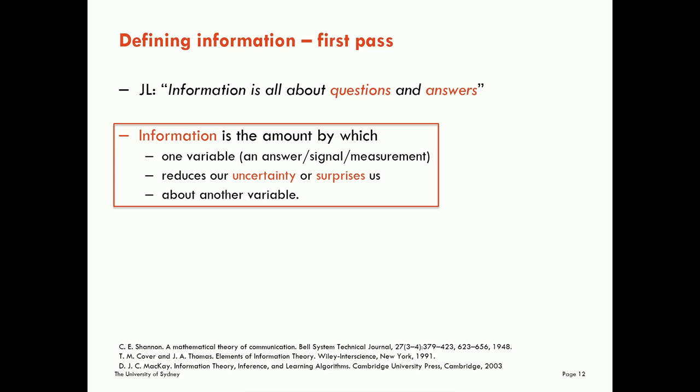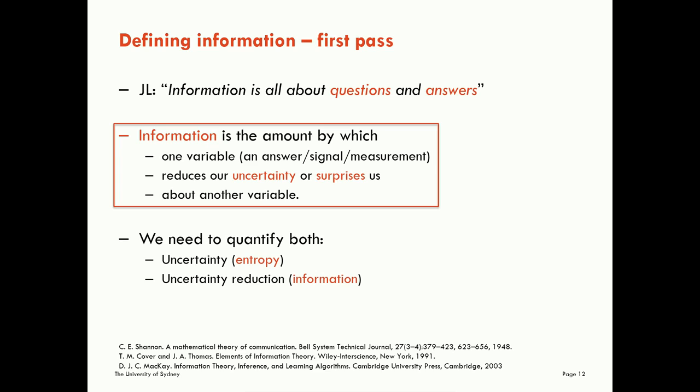Okay, so there are some key words here I want to pick up on. Here we're talking about how one variable reduces our uncertainty about another. So we've got two variables here, and that effectively becomes our question and answer. There are two variables, a question and an answer, referred to as two different variables here. We've got the key words uncertainty and surprise, and we've got information. And for information, we talked about a reduction in uncertainty or surprise. So we're going to drill into those key terms more very soon. So you'll see here that we need to quantify both uncertainty as well as uncertainty reduction.